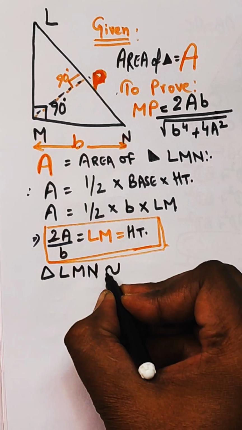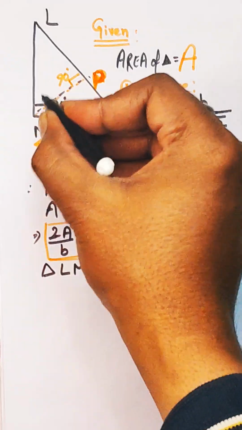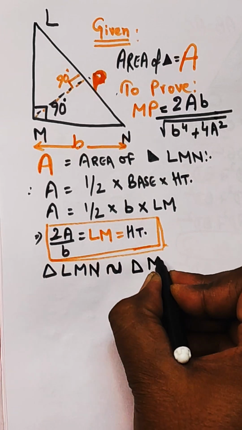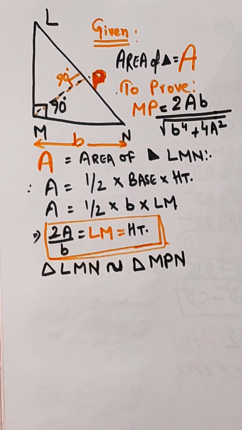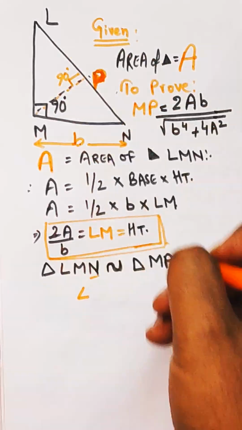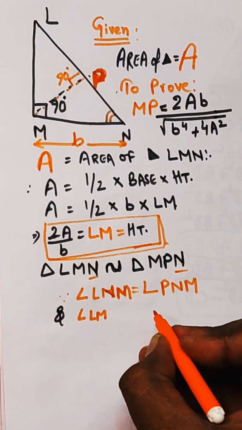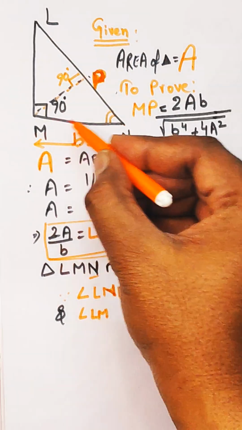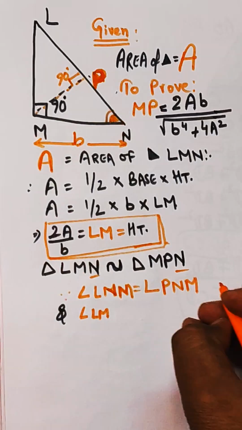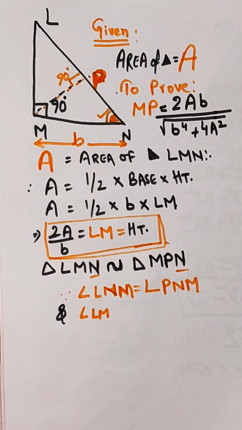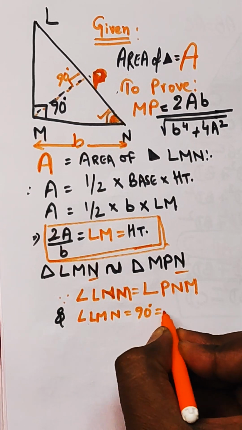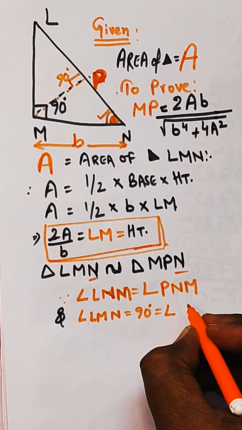What we are going to do, we will use the concept of similarity and prove the similarity of two triangles: triangle LMN, the bigger right angle triangle which we have considered, and the smaller one, triangle MPN, that is made by the altitude which is drawn on the hypotenuse, right? Here you can see LNM can be proved as similar to MPN because angle LNM is equal to angle PNM, which is the same angle N.